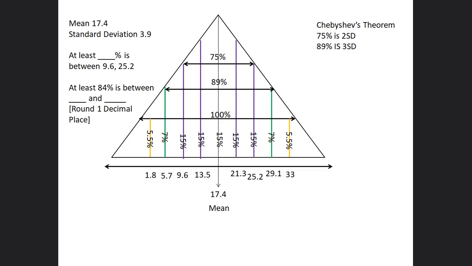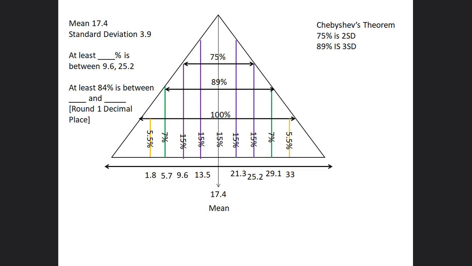We have a mean of 17.4, which is going to go in the center. Now we're going to do standard deviation to the right. We're going to add 3.9 to 17.4, which gives us 21.3, plus 3.9, 25.2, 3.9, 29.1, 3.9, 33.